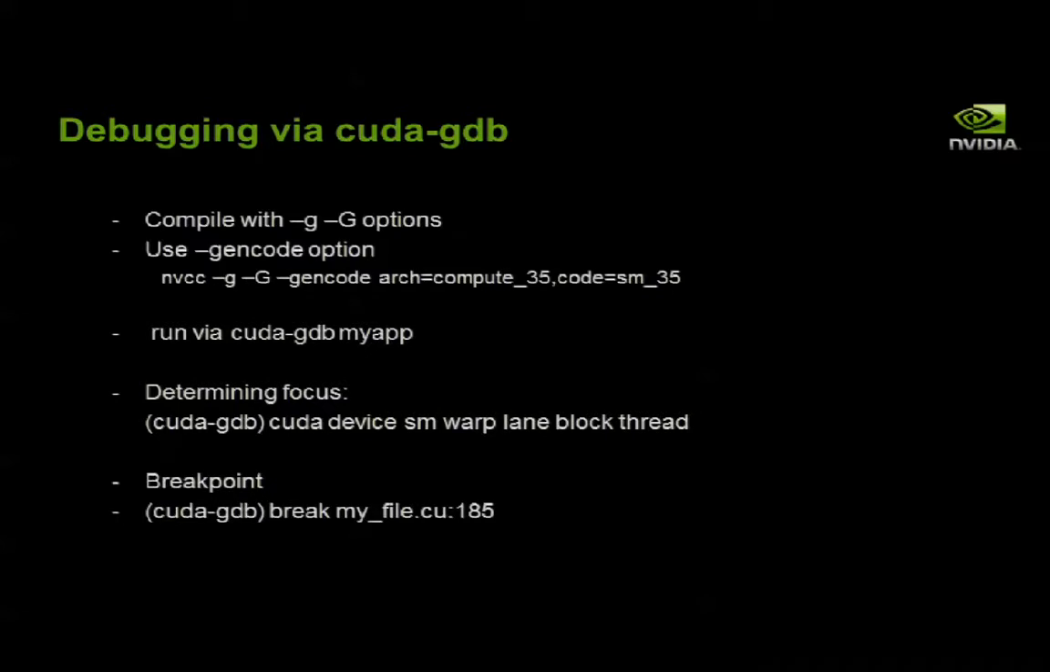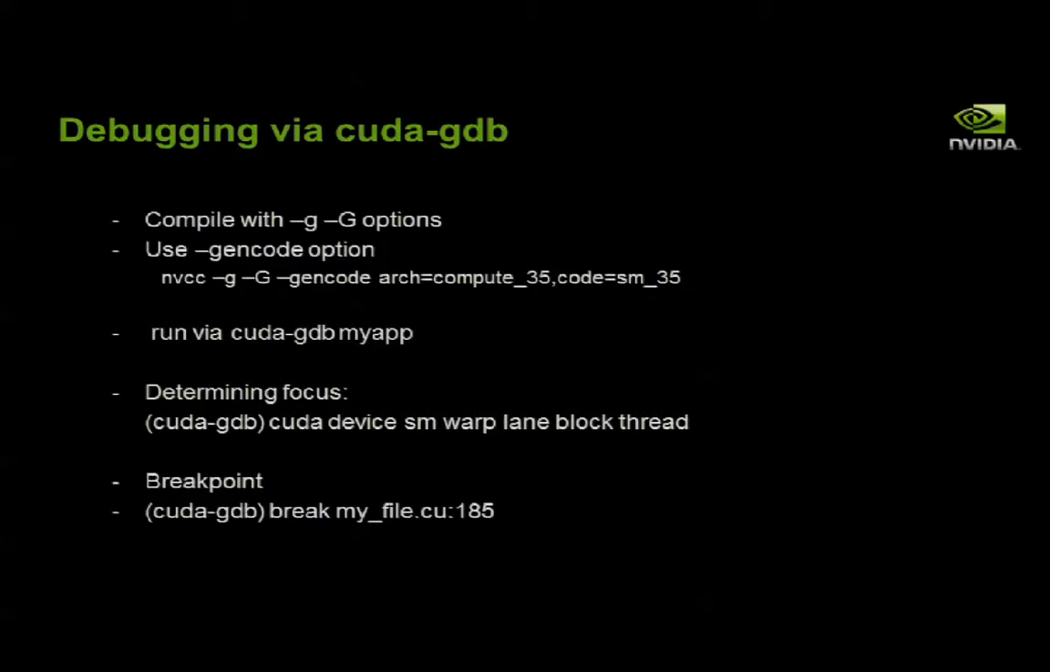In addition, you should provide the -gencode option. So basically telling the compiler to generate a binary for this particular architecture that you're working on. Because otherwise your code will go through the JIT compiler again, and it's unclear whether you will lose the source information, the debug symbol information, when you go through that step. So once you have created your binary, you run GDB as you would otherwise. So it's cuda-gdb my application, just your binary.